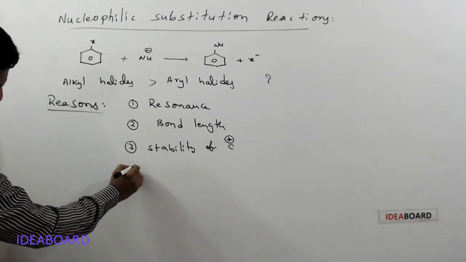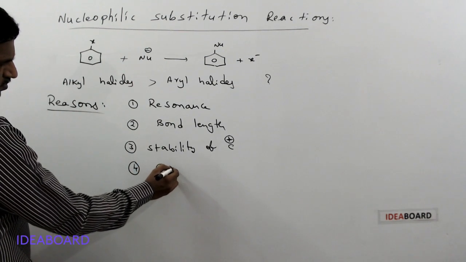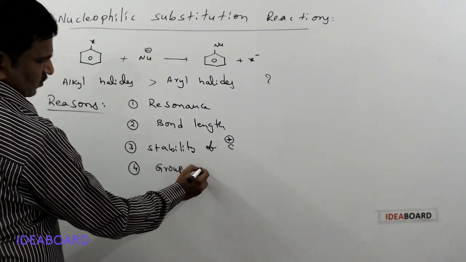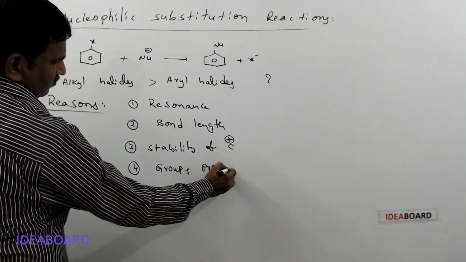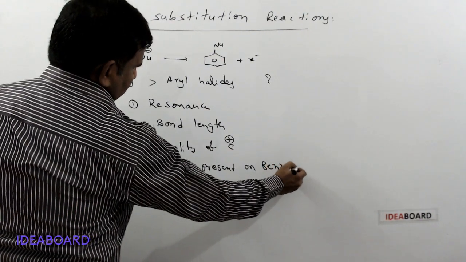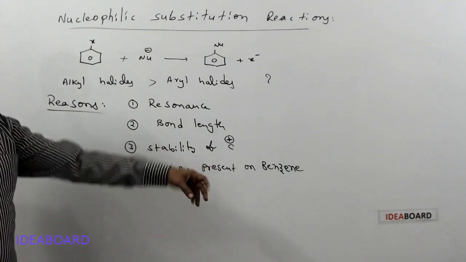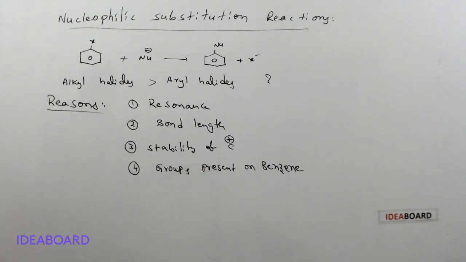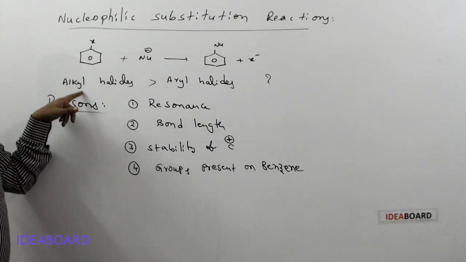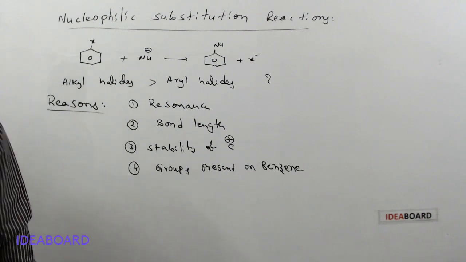The fourth one is the groups present on the benzene ring, which will influence the reactivity. So these are the reasons we can consider to explain the higher reactivity of alkyl halides and the lower reactivity of aryl halides. We will check them one by one.